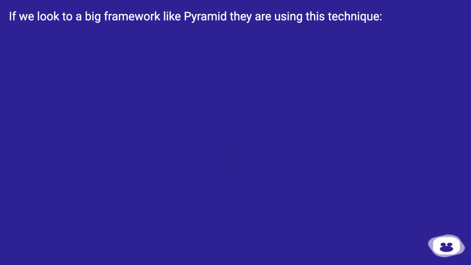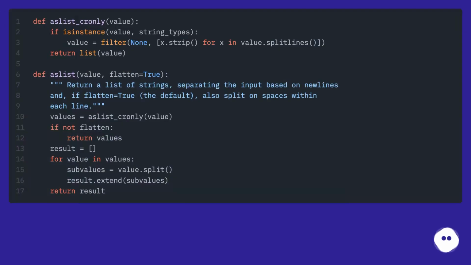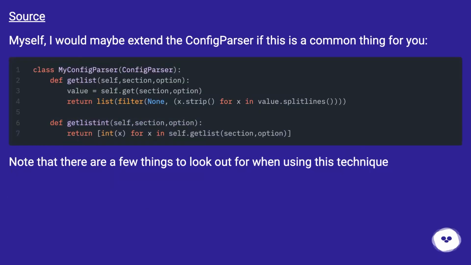If we look at a big framework like Pyramid, they are using this technique. Source. Myself, I would maybe extend the config parser if this is a common thing for you.